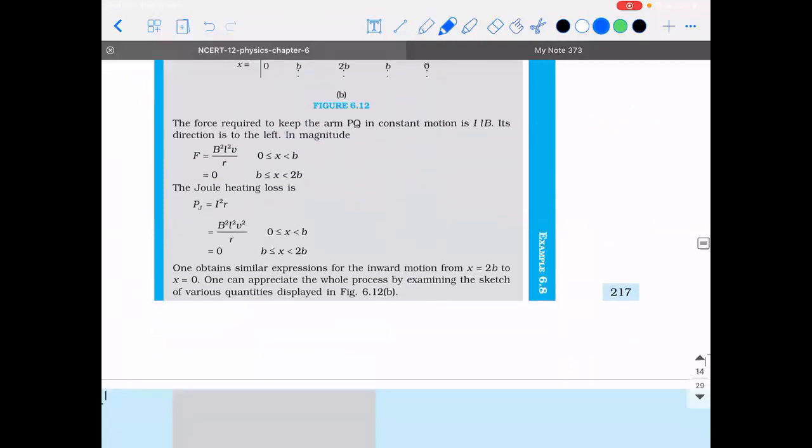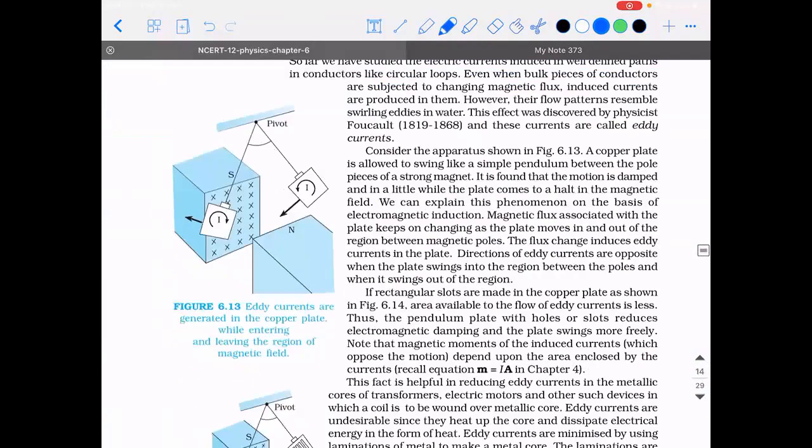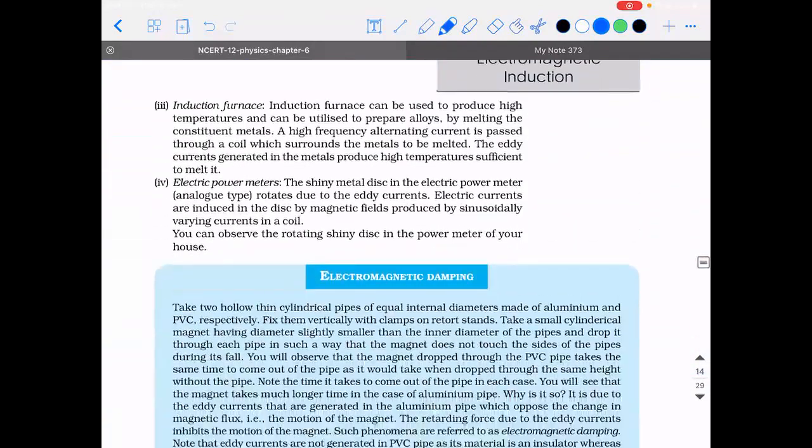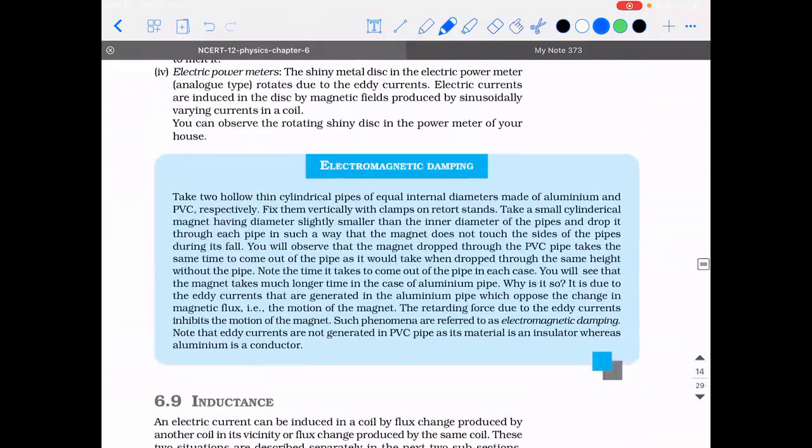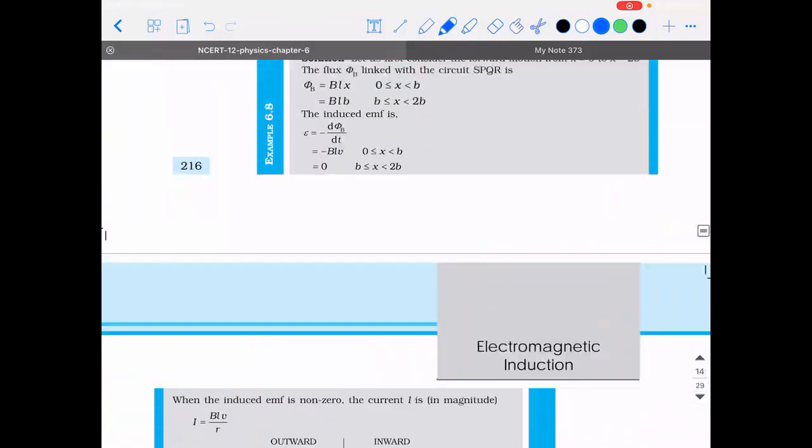Okay, so this is all. This is how you do this problem. Am I clear? Any doubt? No, sir. Okay.